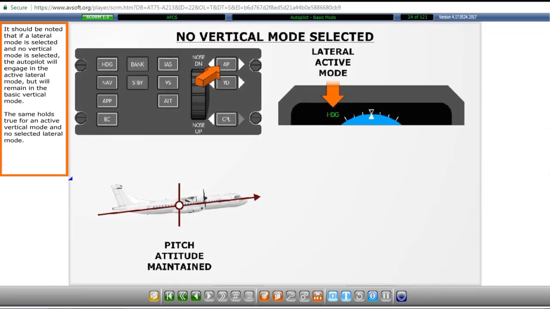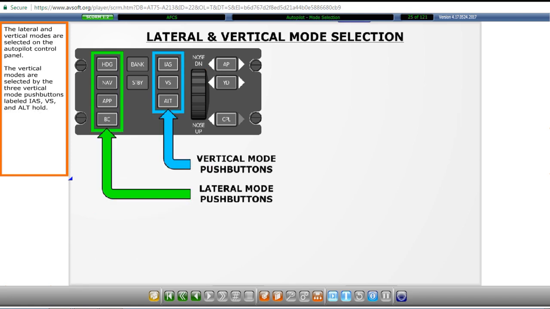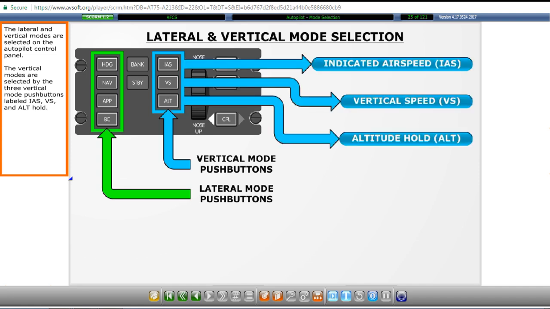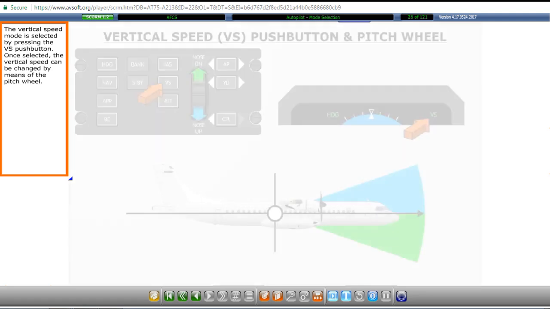It should be noted that if a lateral mode is selected and no vertical mode is selected, the autopilot will engage in the active lateral mode but will remain in the basic vertical mode. The same holds true for an active vertical mode and no selected lateral mode. The lateral and vertical modes are selected on the autopilot control panel. The vertical modes are selected by the three vertical mode push buttons labeled Indicated Airspeed, Vertical Speed, and Altitude Hold.